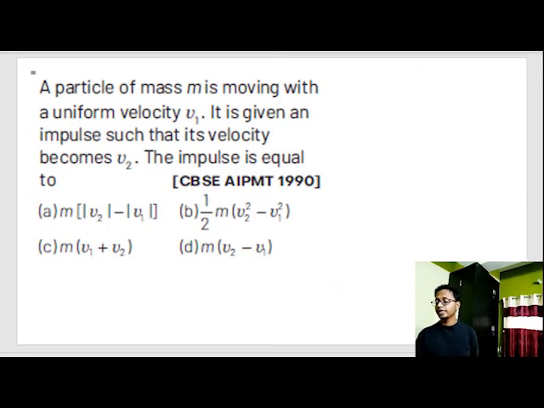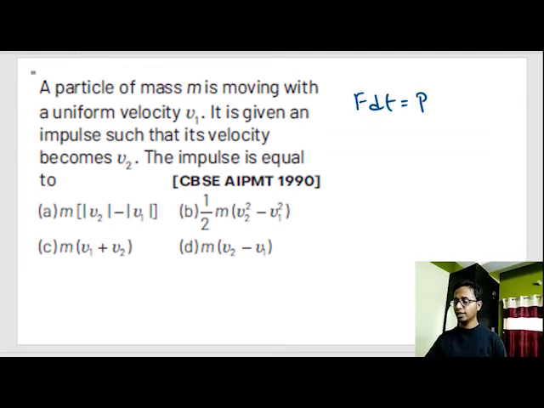Okay, so let's read the next question. A particle of mass m is moving with uniform velocity v1. It is given an impulse such that its velocity becomes v2. The impulse is equal to... this is a simple question. Impulse is nothing but F dt, which is found by the formula dp. dp is nothing but final momentum minus initial momentum.